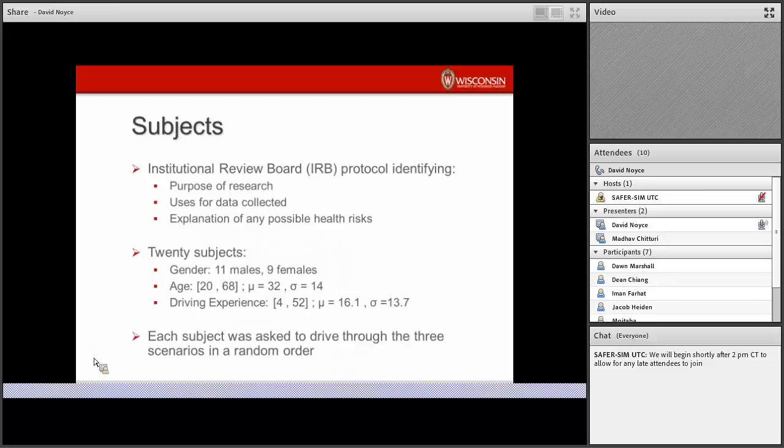This was a small subject study to help us get going, or at least look at the things we've been talking about. At the end of the day, we had 20 subjects participate, 11 males and 9 females. Age range was from 20 to 68, with various ranges of driver experience from 4 up to 52 years of driving experience for our 68-year-old subject. Again, each subject was asked to drive through three different scenarios, and we randomized these the best we could to make sure we didn't have any learning effects or other adverse impacts to our results.